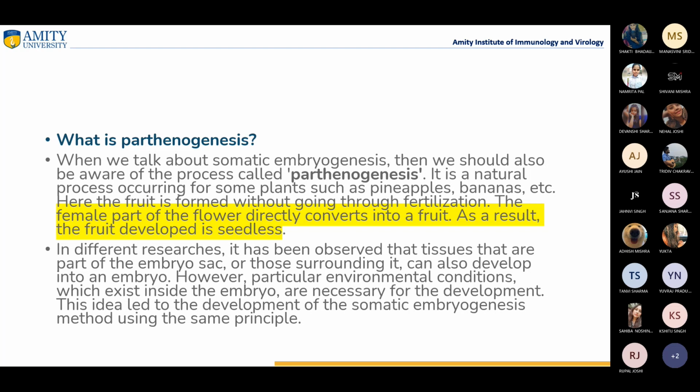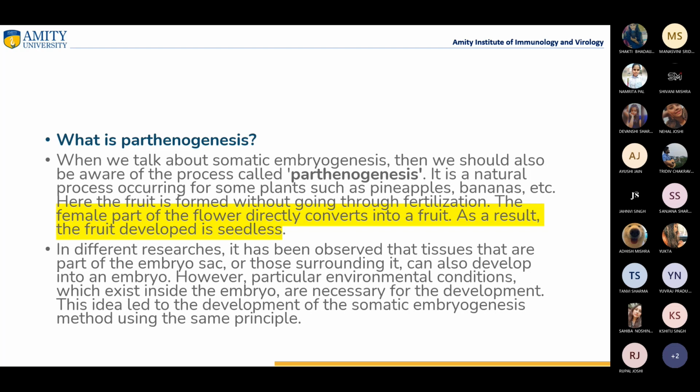This is a natural process which occurs in some plants such as pineapples or bananas. Here the fruit is formed without going through fertilization. So you say, how is this even possible? There's no fertilization and the fruit is being formed. So the female part of the flower directly converts into a fruit. The fruits which develop are seedless here, right? In different research also, it has been observed that tissues that are part of the embryo sac or surrounding it can develop into the embryo, right?